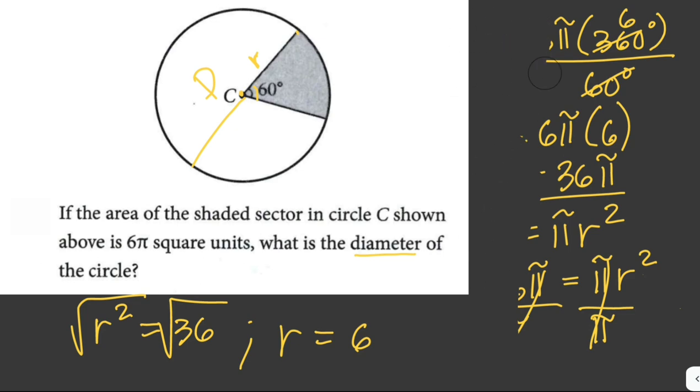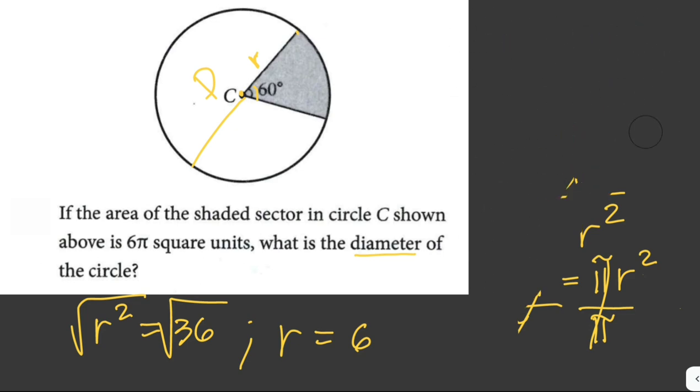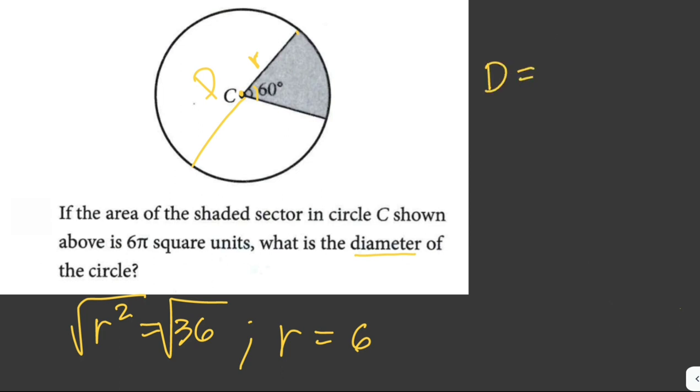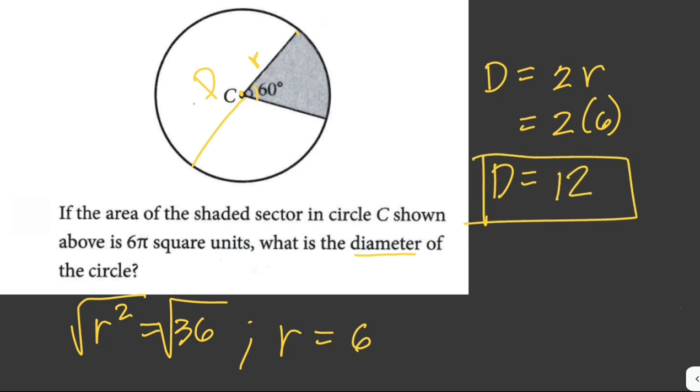Therefore, the diameter is just twice the radius. So diameter D is equal to 2 times the radius. So this is 2 times 6. So the diameter is equal to 12. This is plus minus 6, but we only use the positive value.